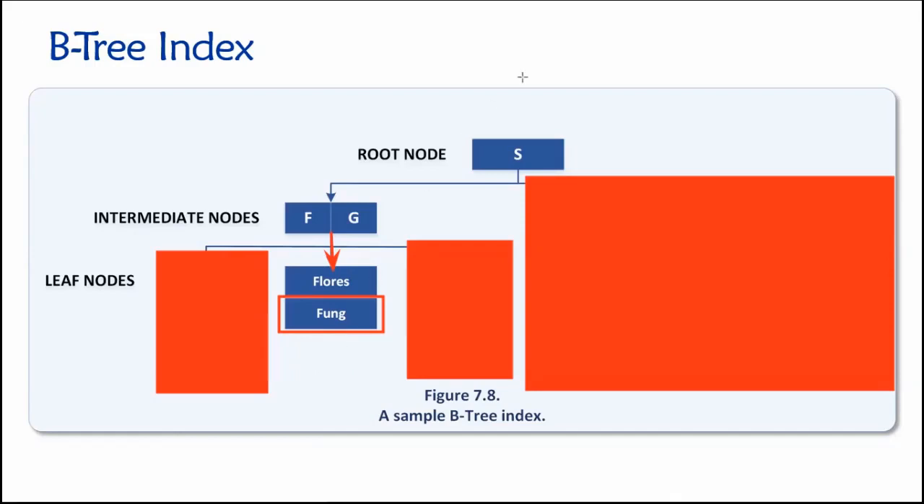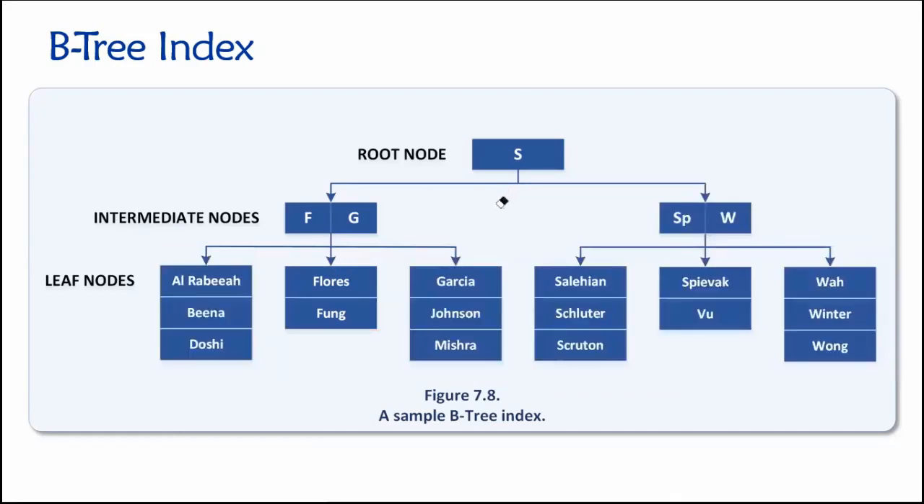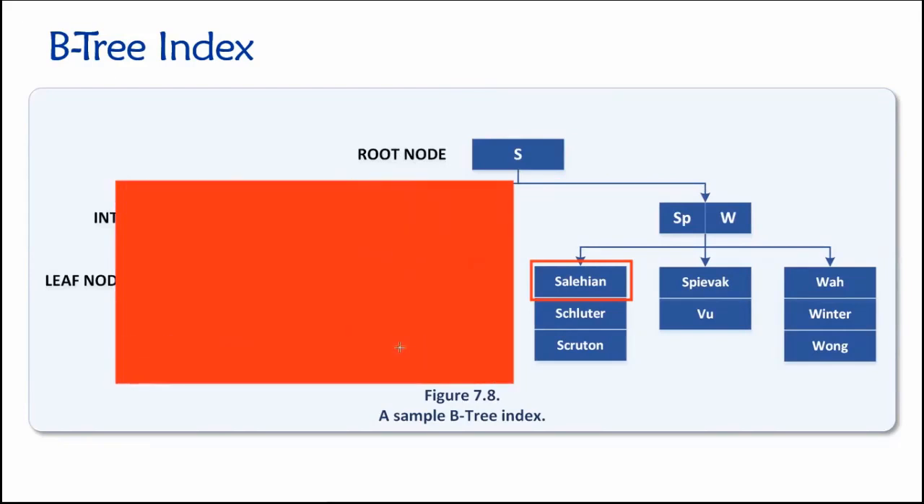All right, let's do another example. So in this case, let's say that we want to find, I don't know, the name Salahian. All right. So our new target will be this name here. So again, we start at the root node. Is Salahian less than, alphabetically less than the letter S? The answer is no. So we go over in this direction. Again, that means we've eliminated all of this already.